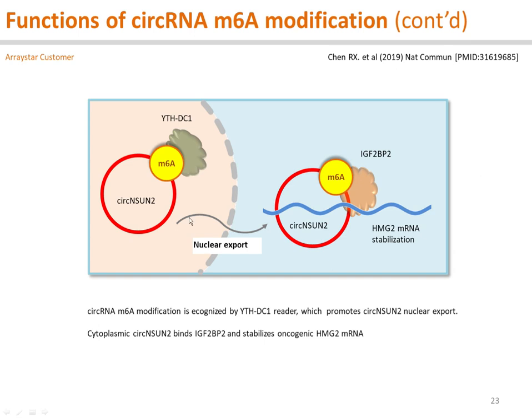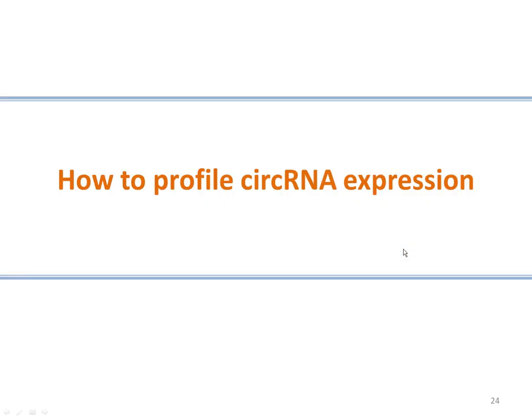In the nucleus, an m6A modified circular RNA can be read by YTHDC1, which facilitates its nuclear to cytoplasmic export. The exported cytoplasmic circular RNA is read by IGF2BP2 to stabilize target HMGA2 mRNA. We have now come to appreciate the biological and clinical importance of circular RNAs. An essential step to study circular RNA is to profile their expression.